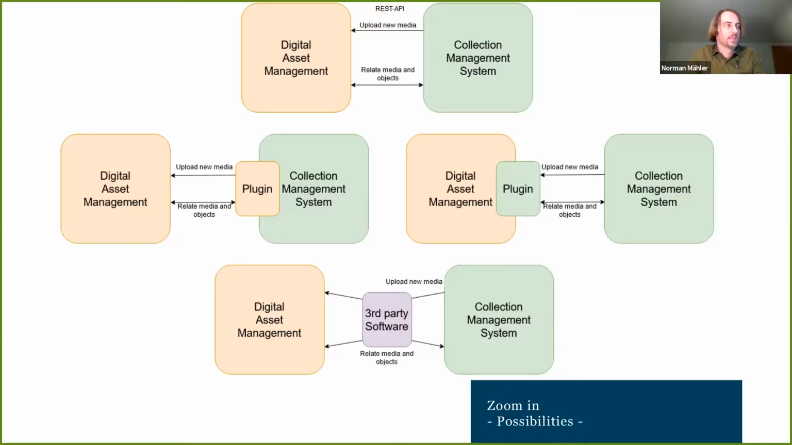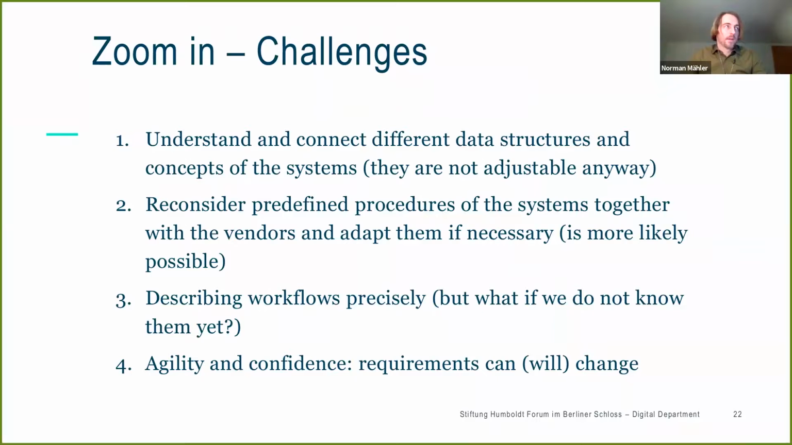There are several other ways we can imagine, like having the DAM build a plugin for the other system to do this data exchange, or having the collection management system build a plugin to the DAM system. At least, the possibility we see very often is building third-party software which does the connection between both systems, transferring the media data and the relations between the objects and metadata between the systems. So, back to Cornelia.